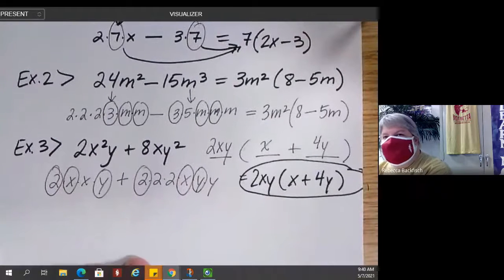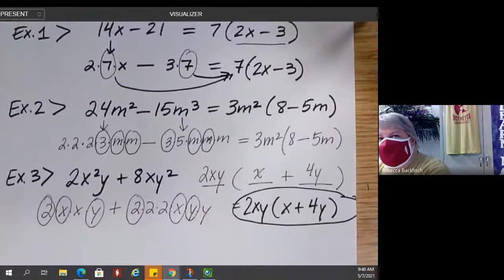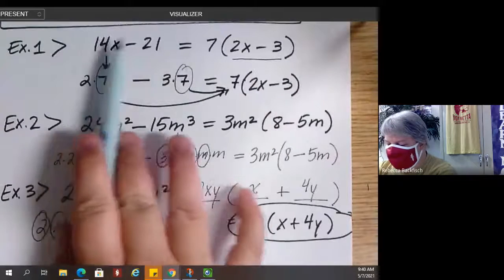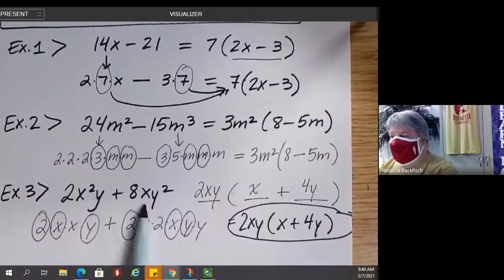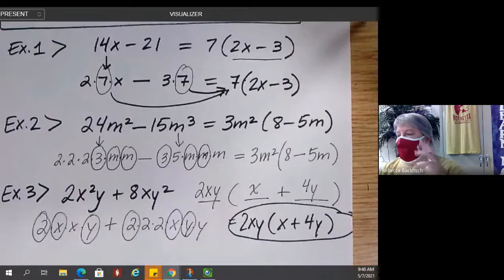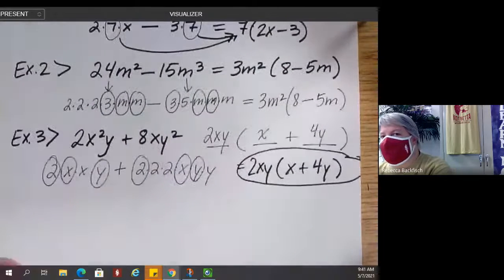Okay, all the examples I've given you here were binomials, meaning they were polynomials with two terms. Remember that in a polynomial, my terms are the things that are separated by pluses and minuses. But you don't just have to take out GCFs from binomials. You could take a GCF out of a polynomial of any number of terms.